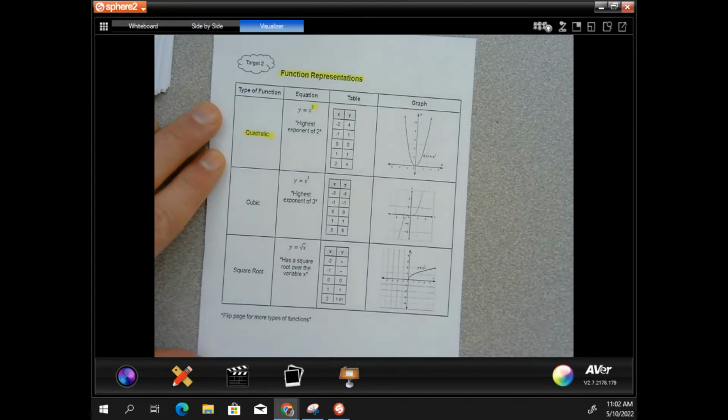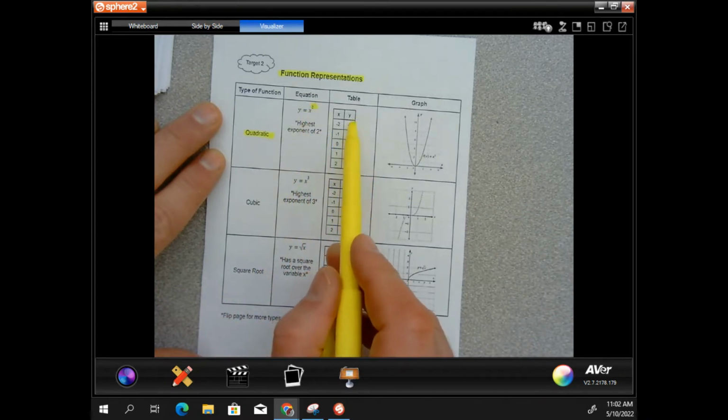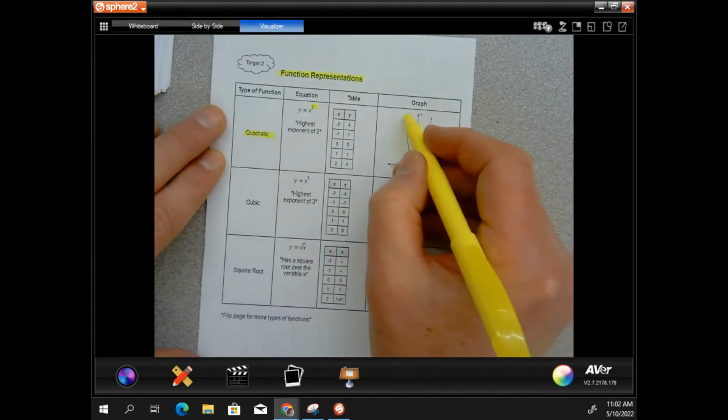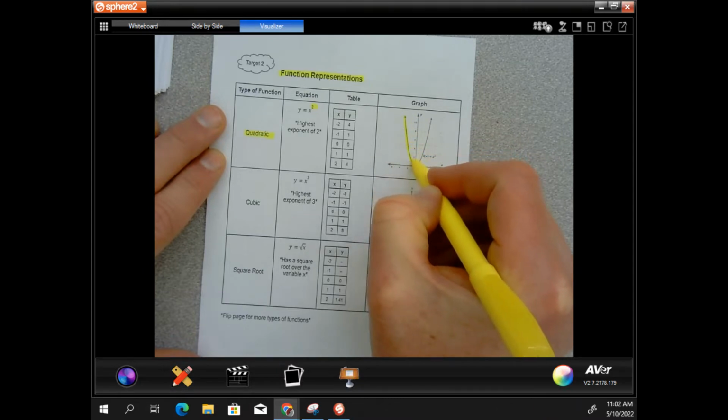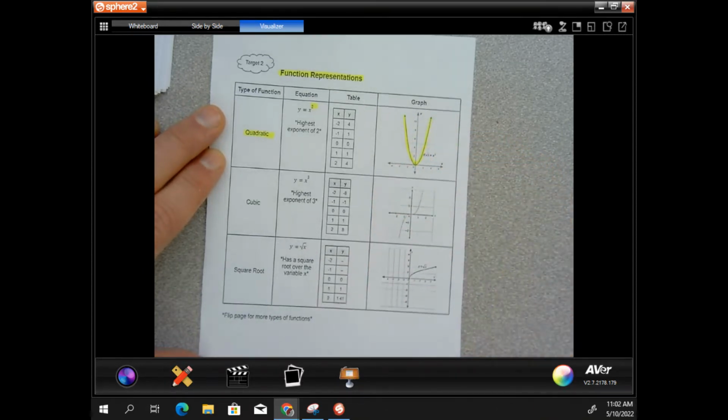So when we have a quadratic function and it's just x squared, like this, our table would be 4, 1, 0, 1, 4 for our y values, and the shape of our graph would look something just like this. So highlight that, please.